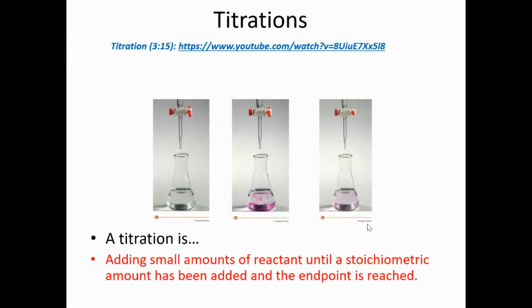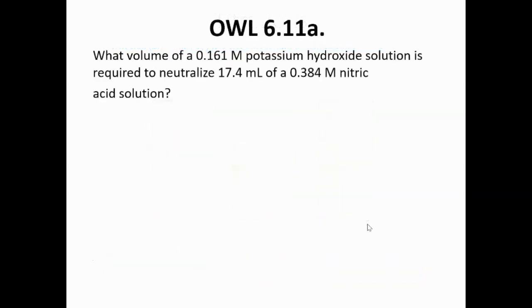When we do a titration, we're using this laboratory technique to figure out what the concentration of our unknown solution is. And we do this by adding small amounts of reactant until a stoichiometric amount has been added, and we see the color change that we're looking for. In the case here, we're looking for a very pale pink change that occurs when you have phenolphthalein as your indicator. All right, so there are calculations associated with every titration.